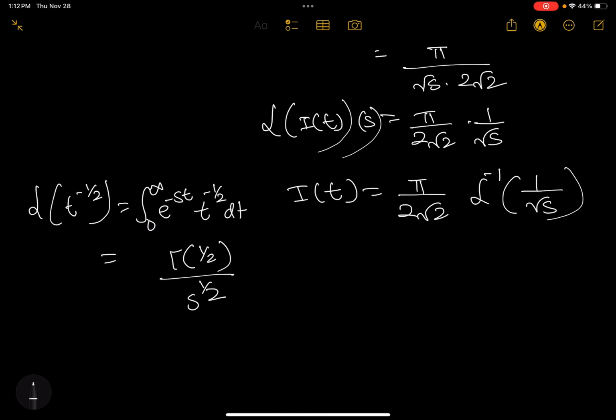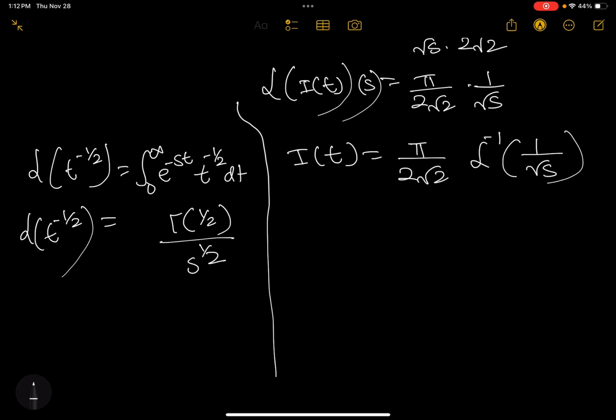Now you see that if I take the Laplace of t to the power minus 1 by 2, I exactly have root s in the denominator, right? Normally, if you have s to the power 3, you would have taken t square, because you know that it just increases by 1. So that's actually a pattern over here, and you can understand that.